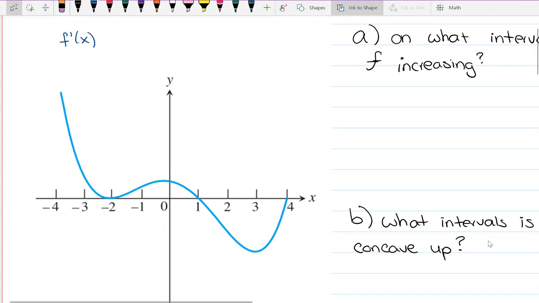So go ahead, take a second, and copy down that graph. This graph represents the graph of the derivative. Do not get this confused with the graph of f or the graph of the second derivative. This is the graph of the first derivative.